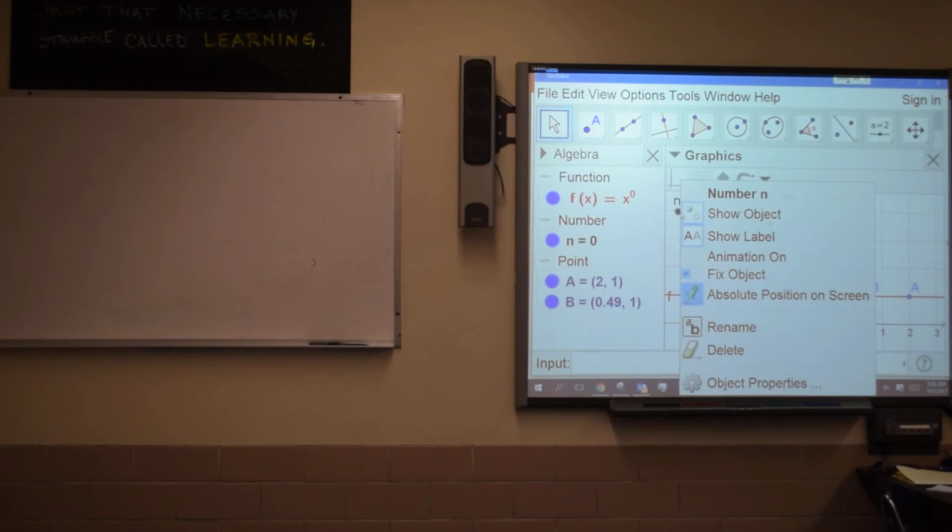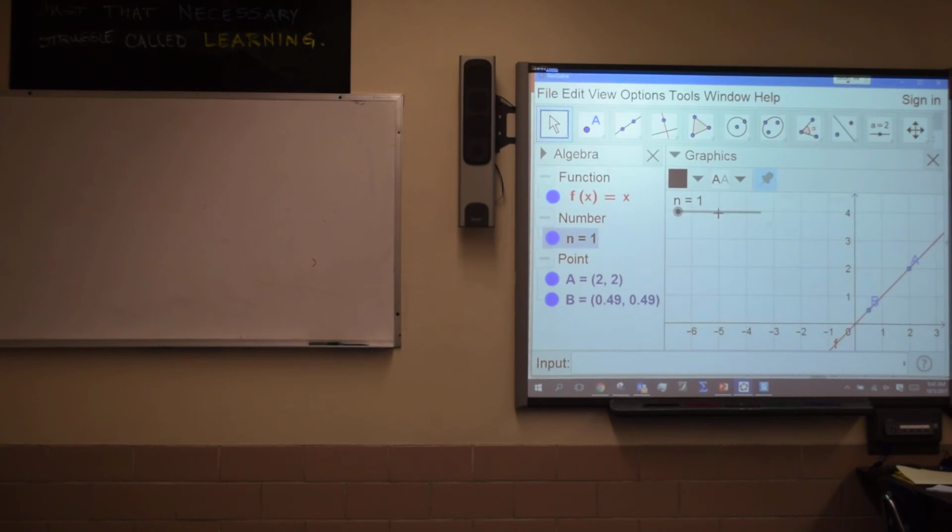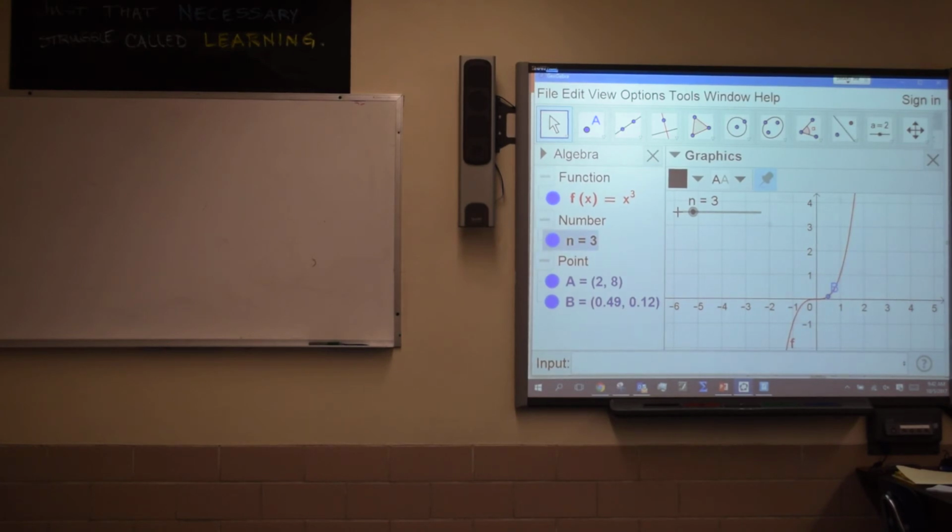Alright? So now let me change this to start at 1. Okay, so if n starts at 1 and increases by 2's, now we're going to get odd powers, right? X to the 3rd is going to look something like that. X to the 5th is going to look something like that. X to the 7th, something like that. X to the 9th, okay? They all look kind of similar, right?